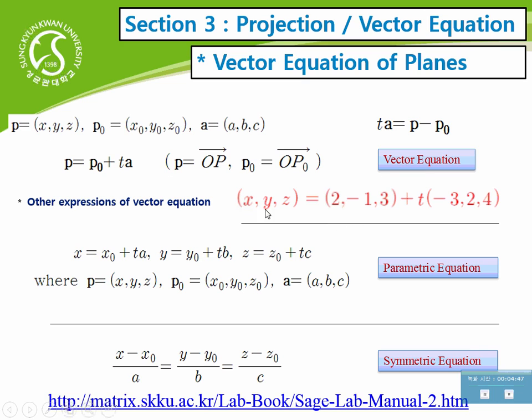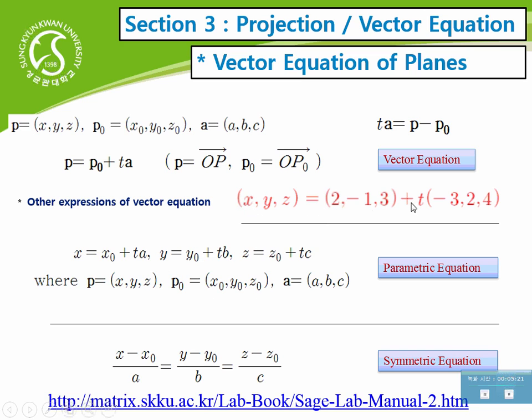So P is an (x, y, z) point, and P0 is (x0, y0, z0). I call it x0 here, though some say x naught. This is the point P0, and tA is t times this vector A, like this. So this vector equation can be written in this way. But this vector equation can also be written in another way, like this.